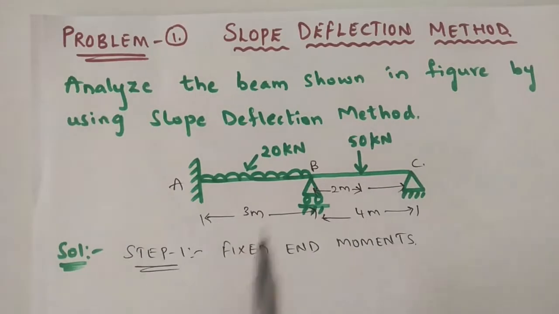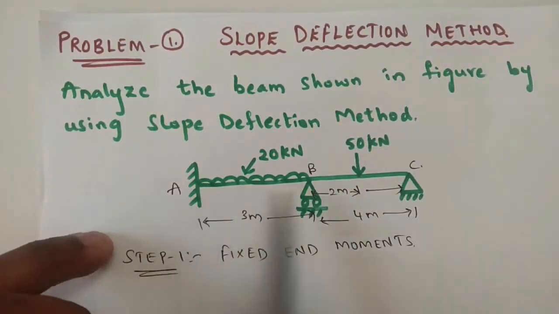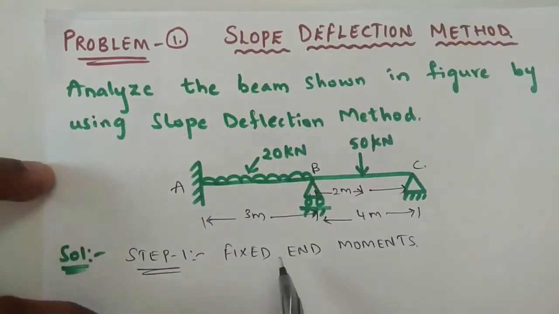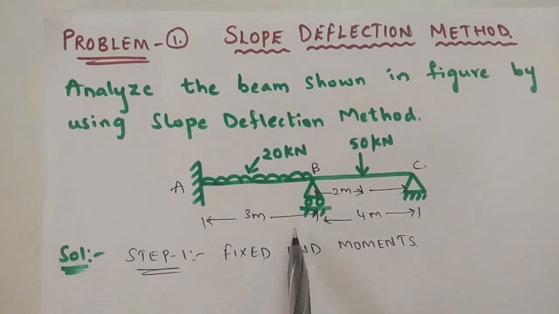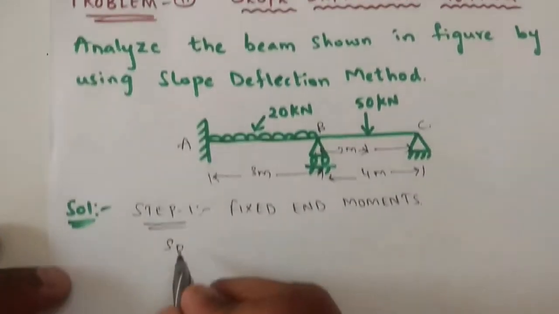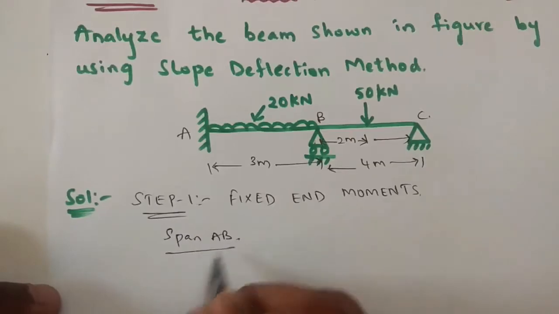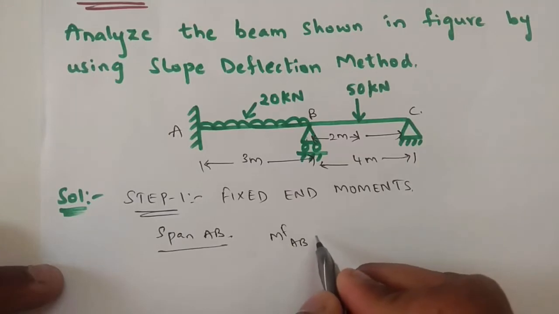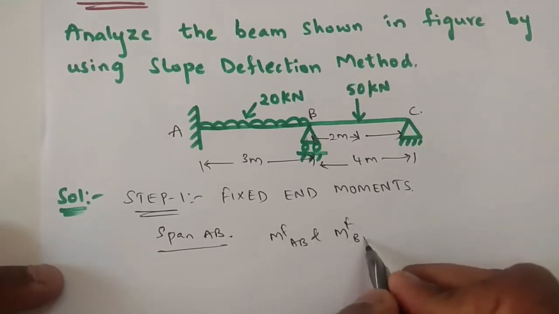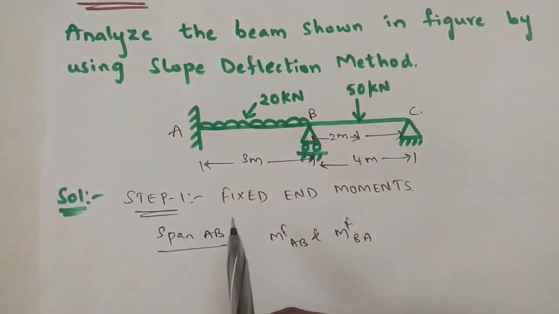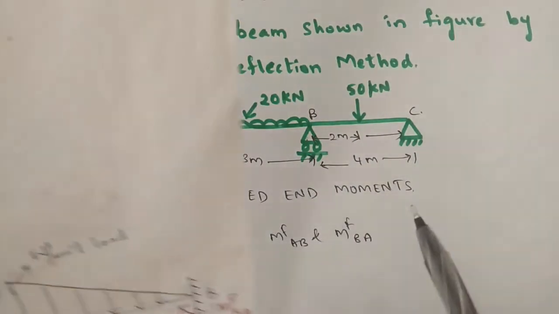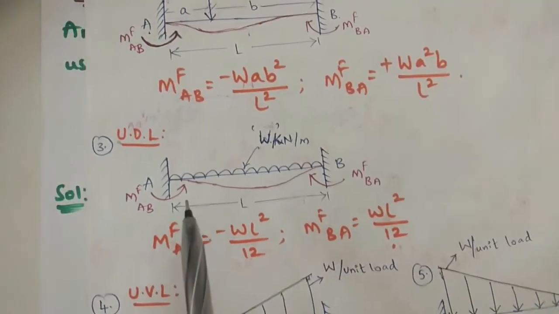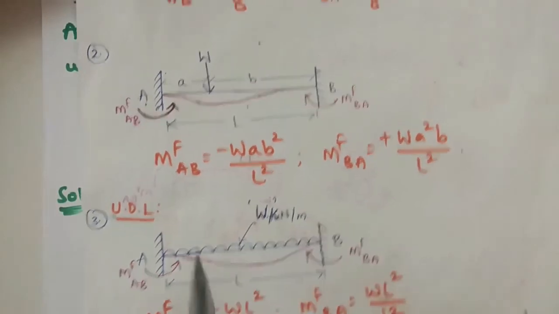Whatever the support is given, consider this span AB with the roller support assumed as a fixed support, and apply the fixed end moment formulas. For span AB, the fixed end moments are MF AB and MF BA. How will you calculate the fixed end moments? I have given the procedure, what the fixed end moment is and the formulas for different types of loading.